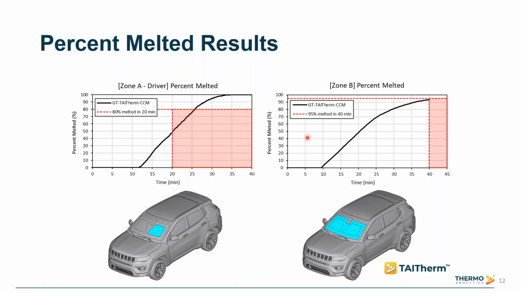So you can see we're not quite meeting our performance target, and we'll address that later on when we look at some different case studies. But the important thing here is that we can easily calculate the percent melted within TAITherm. We just need to hook that user routine like I showed, and TAITherm will output a file that can be opened in Excel.